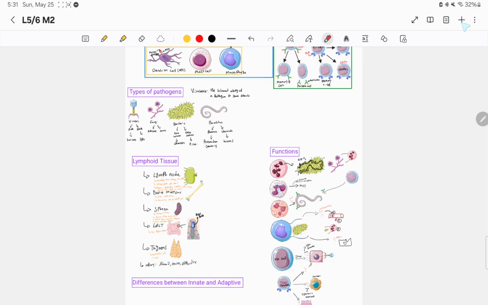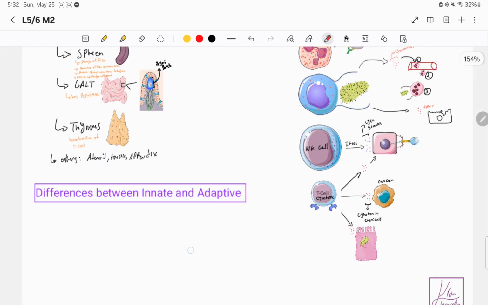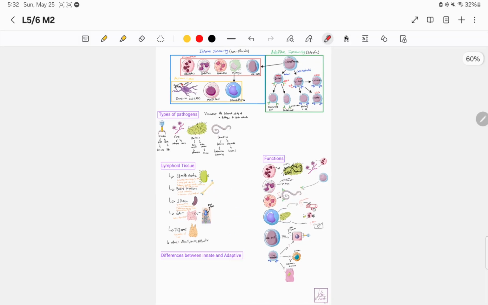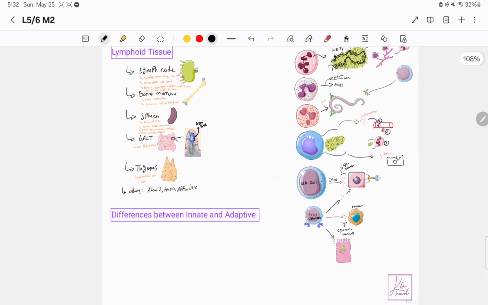Okay. So these are all the lymphoid tissues, which again is the site where white blood cells are either stored, produced, or interact with one another, okay? And finally, let's briefly discuss some of the differences that we have seen between the innate and the adaptive, okay?